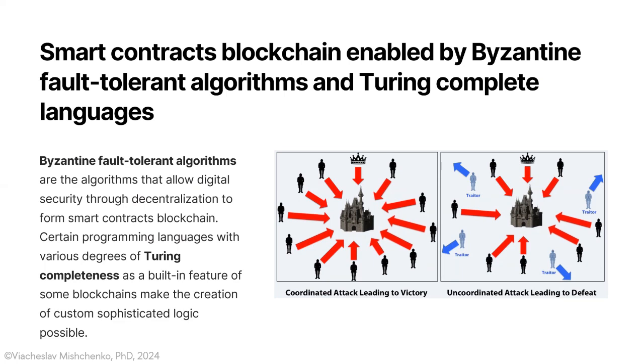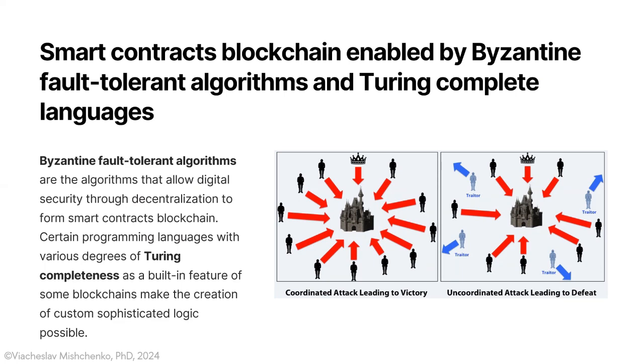And the brilliant solution to this problem comes in the form of Byzantine fault tolerant algorithms. So, for example, I've seen how these algorithms effectively ensure that smart contracts continue to function correctly, even when some nodes in the network are trying to act maliciously or simply failing.